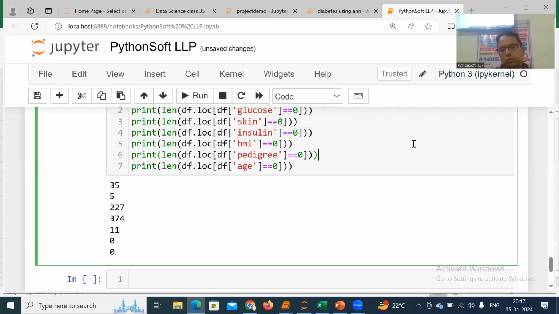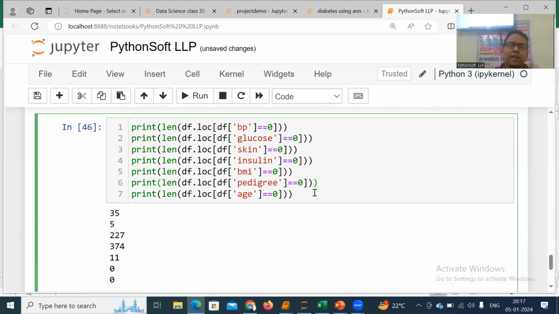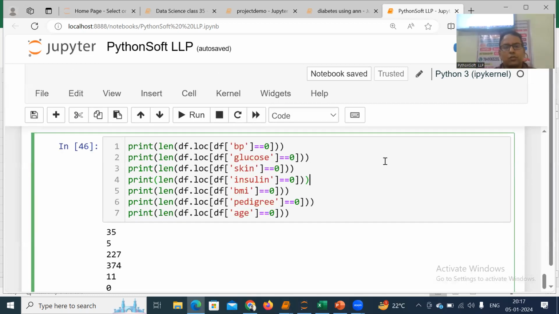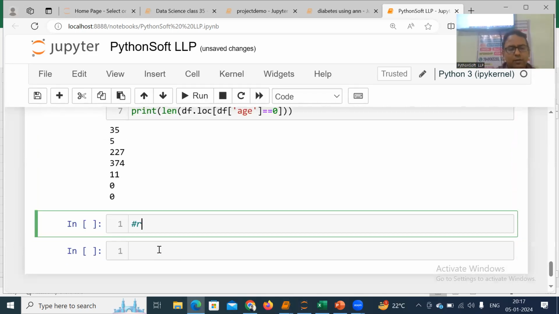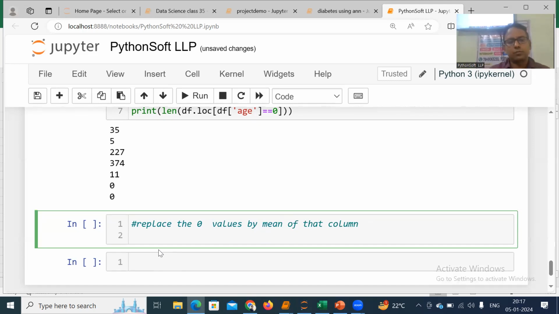How to handle them? If you delete them, lots of data will be deleted. So I find a formula. Okay, do one thing: don't delete them, just handle them. Wherever blood pressure is zero, replace it by the median or mean value of that column. So how to do that? I write: replace the zero values by the mean of that column.